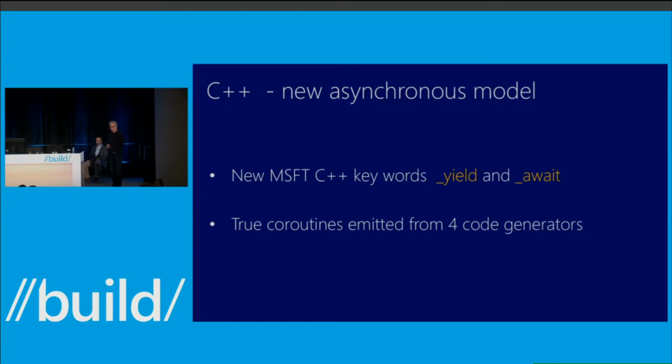So we've introduced a new asynchronous programming model by changing the front end to add 2 new keywords, yield and await. You may have seen this in C#. Our implementation is radically different than what was done in C#. And this is all implemented through the back end being able to generate what we consider to be true coroutines. And we're doing this on all 4 architectures that we're targeting.